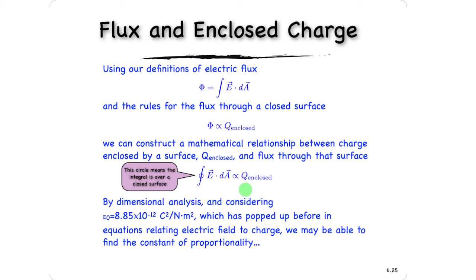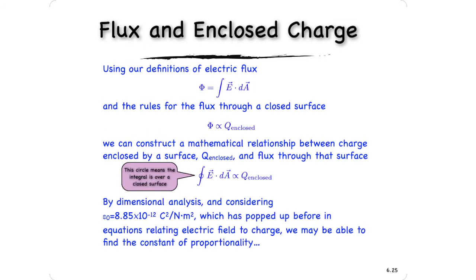Okay, so what we'd like to do to turn this into a mathematical expression that we can use is just figure out what this constant of proportionality is. And one way to start on that is to consider the dimensions. Electric field has units of newtons per coulomb, because it's the amount of force per unit charge that a test charge would feel. Area is going to have SI units of meters squared. So on the left side, we have Newton meters squared per coulomb. And on the right side, we've got coulombs.